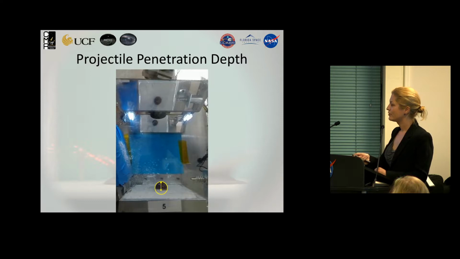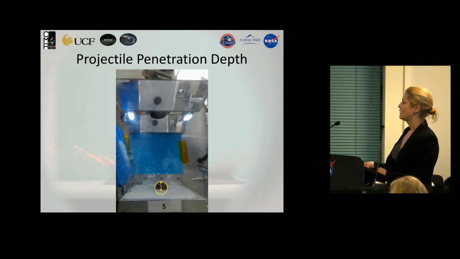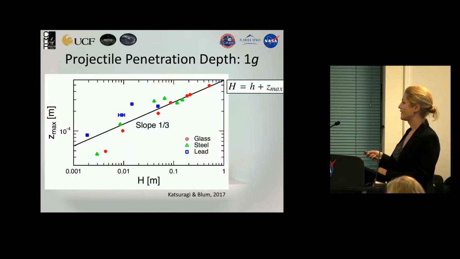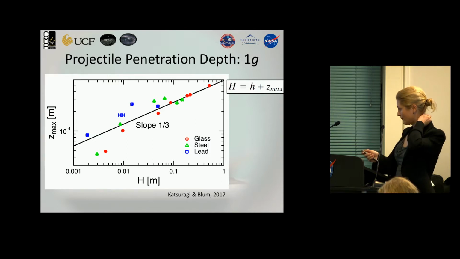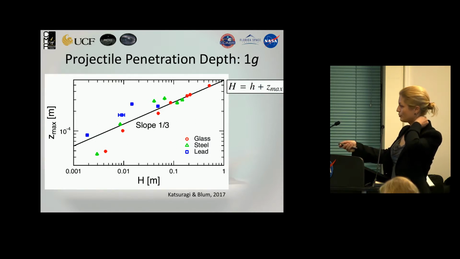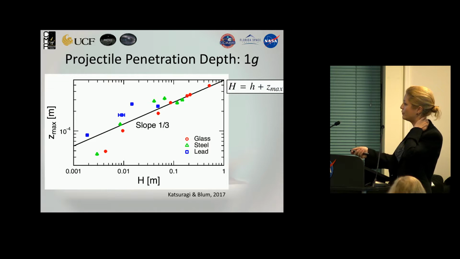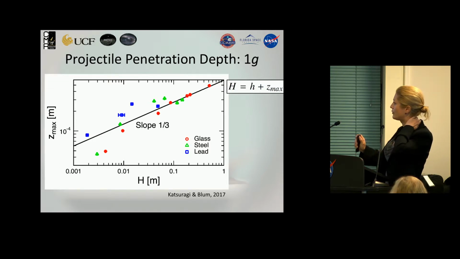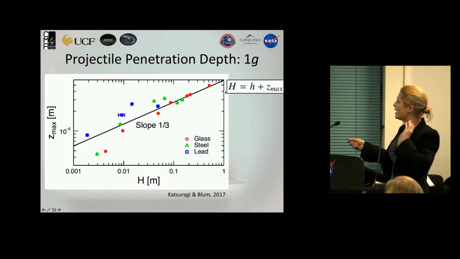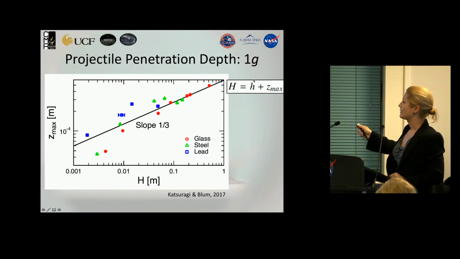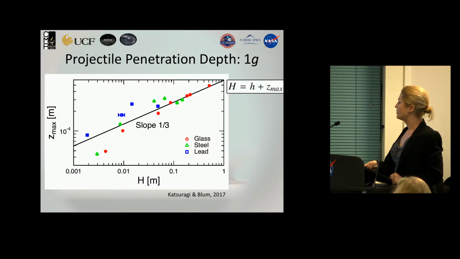Okay, so projectile penetration depth. For each impact, we can also measure how far in we can reach with our projectile. Looking at 1G experiments, they got, so Vmax is the maximum penetration depth of their projectile into the sample. They got a scaling with a slope of 1/3 with the total travel length of the impactor. The total travel length includes the drop length in 1G in addition to the penetration depth.